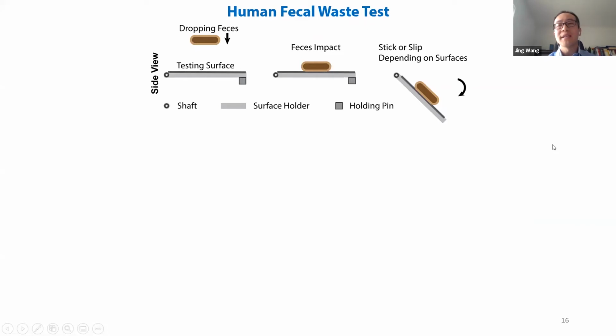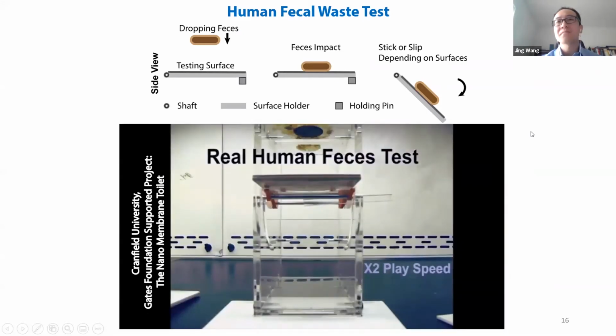And further, we validate this low adhesion performance with our collaborators at Cranfield University in the UK. They built up this testing setup. Basically, we drop real human fecal waste onto the testing surface. When it impacts the surface, we release the holding pin and let the rotational momentum remove the fecal waste. And let's see the results.